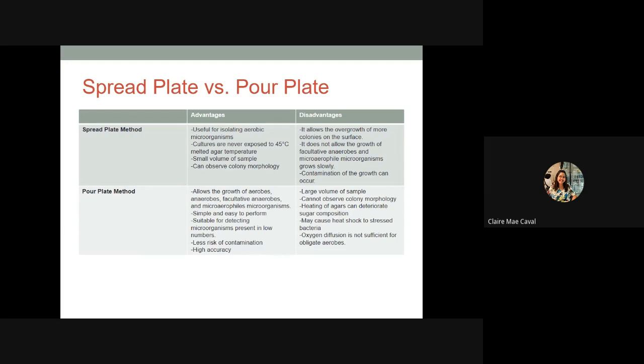So for its disadvantages, first, large volume of sample. Actually, 1,000 microliters or 1 ml, it's not really that large. I don't see it as a disadvantage. But of course, comparing it to the spread plate method, the spread plate method has the advantage when it comes to the sample because it is smaller. And next, it cannot observe colony morphology.